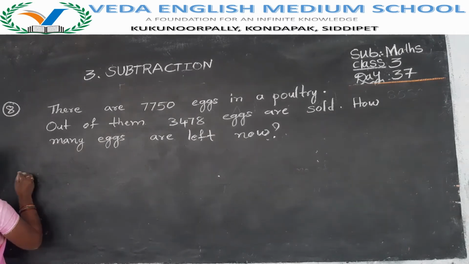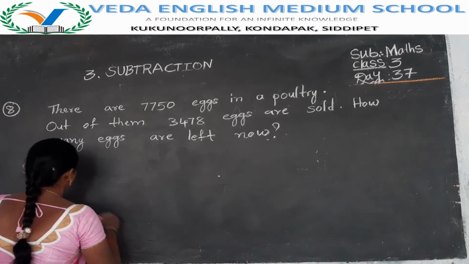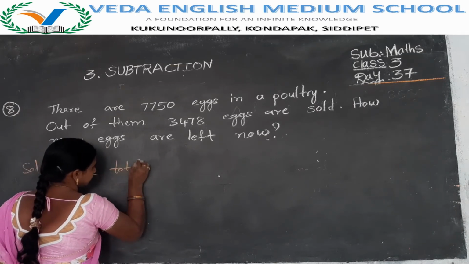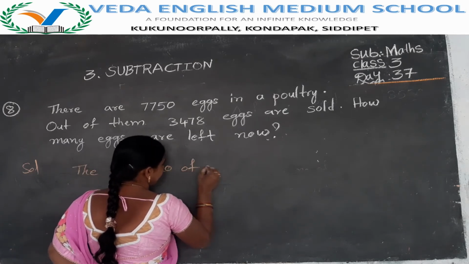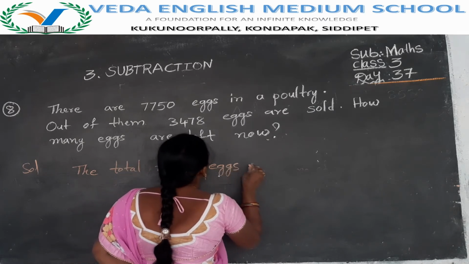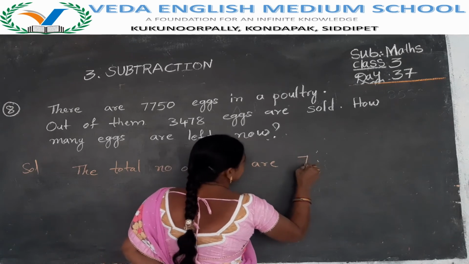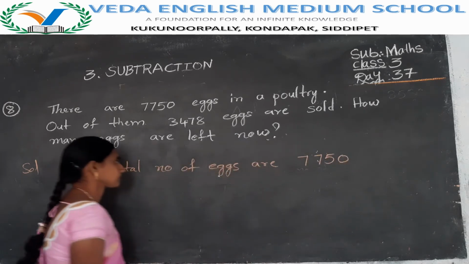So, alright. Solution. Totally, how many eggs are there? The total number of eggs. How many? 7,750.